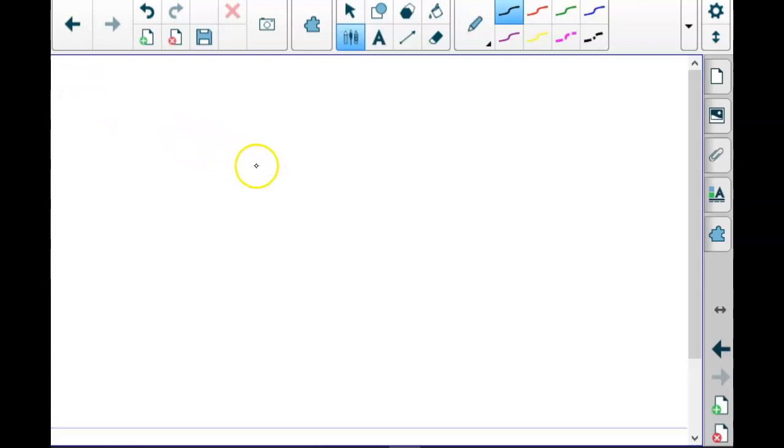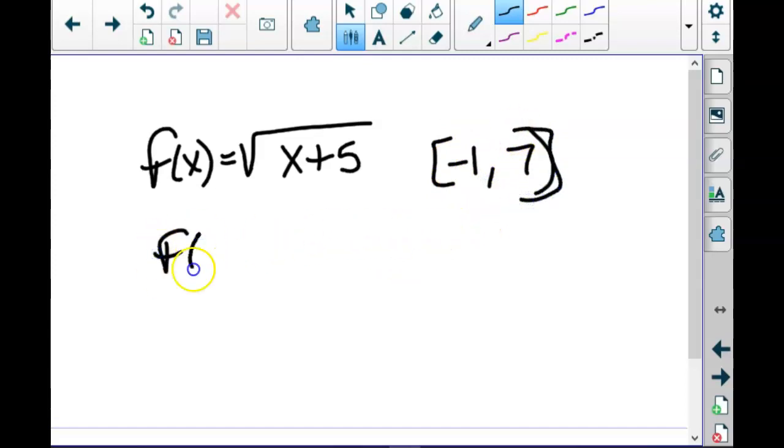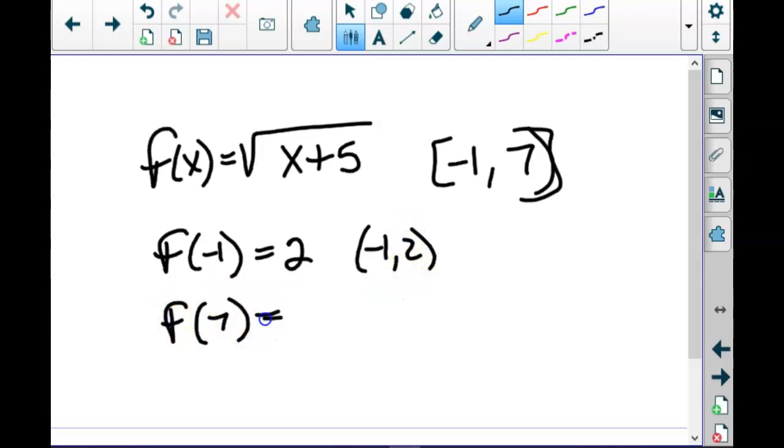Is there one with a radical? What does the radical say? X plus 5? That's it? And what is the interval they want us to do? Okay. Between -1 and 7. So I would do f of -1, which would make that 4. The square root of 4 would be 2. So I'd have -1, 2. And then f of 7 would be the square root of 12.